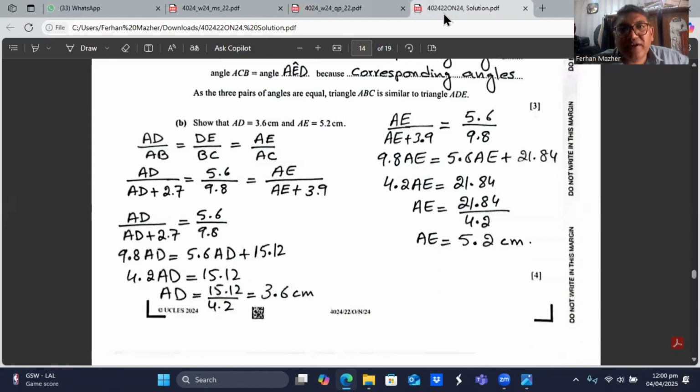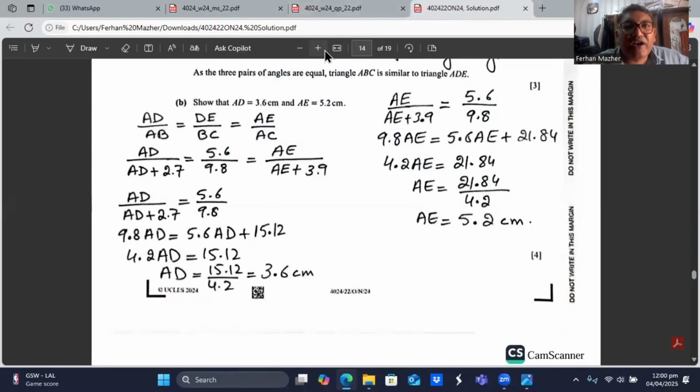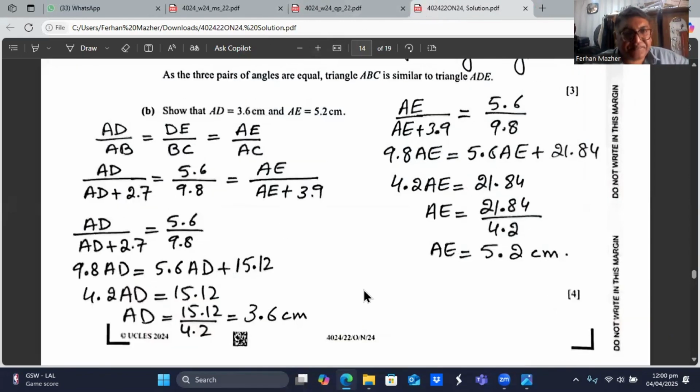So when the two triangles are similar to each other, their corresponding sides are in a ratio. So let me show you here. So try to understand this, okay? So AD by the AB is equal to the DE divided by the BC equal to the AE divided by the AC. AB is basically AD plus 2.7. DE is 5.6, BC is 9.8, equal to AE divided by AC, and AC is AE plus 3.9. So first of all, I will take this portion and I will find out the value of the AD.